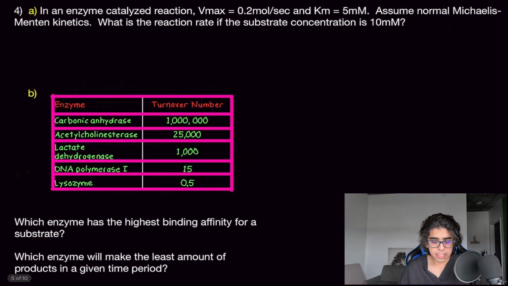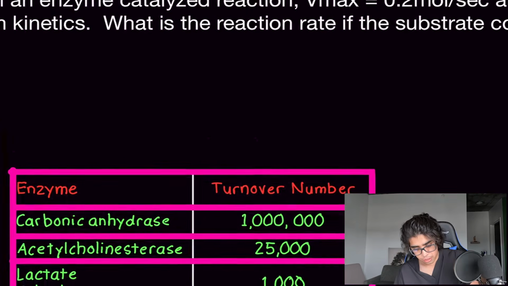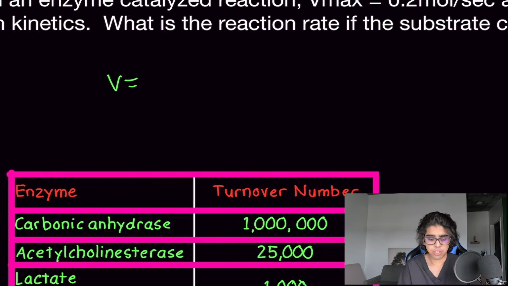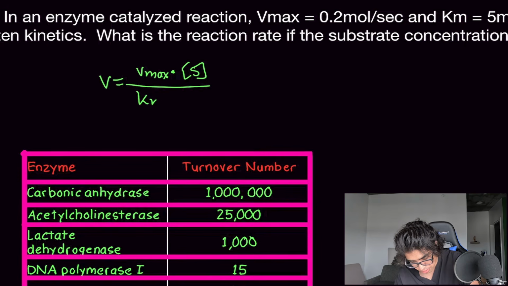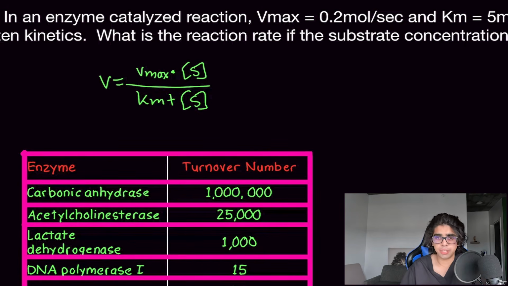4. A. The enzyme catalyzed reaction has Vmax equals 0.2 moles per second and Km equals 5 millimolar. Assume normal Michaelis-Menten kinetics. What is the reaction rate if the substrate concentration is 10 millimolar? This requires math, unfortunately. I hate math. But yes, we have to do it. So we have to use an equation to solve reaction rate. We use V equals Vmax times the substrate concentration over Km plus substrate concentration. And solving this will give us the answer.